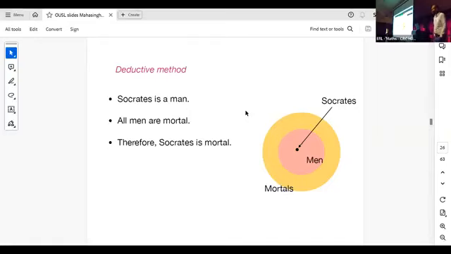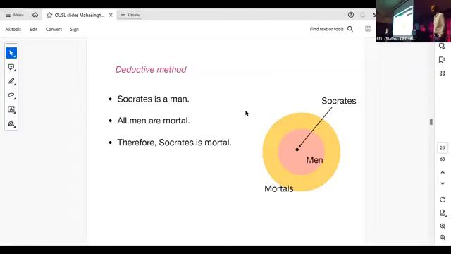Nobody has taken logic as a subject? Nobody. All right. So this is actually something standard, a typical example given in logic to teach the deductive method. Socrates is a man. All men are mortal. Therefore, Socrates is also mortal, right?